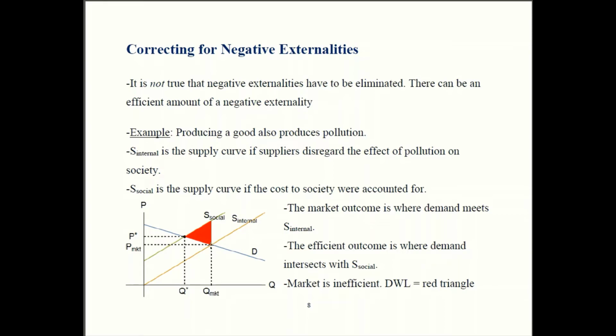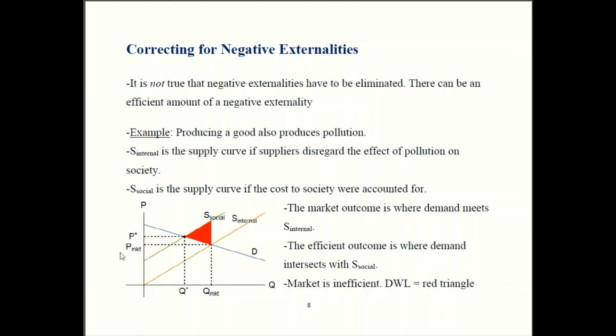The efficient outcome, though, would not be based only on the firm's cost. It would also incorporate society's costs, so that would be using S social. So the firm gave full consideration to that. Their supply curve would be back over here. That intersects demand at this point. That would cause them to produce a quantity Q star for the efficient quantity, there towards a price P star.